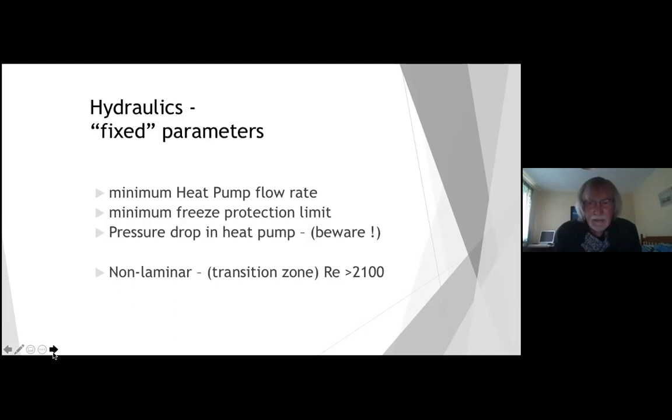And that's going to make it harder for you, because to keep the total system pressure drop down, you're going to have to reduce the pressure drops on the ground loops if you've got a very high pressure drop in the heat pump. And the other given here is that we're going to be designing towards a non-laminar, so a transition zone somewhere between laminar and fully turbulent. And that's going to be a Reynolds number of somewhere of the order of 2,100. It might be 2,400, but it's not going to be less than 2,100.